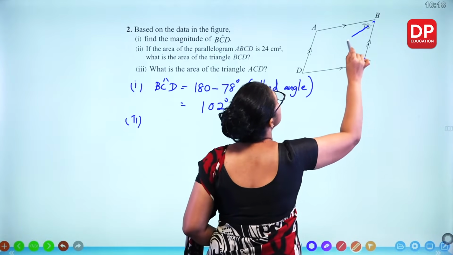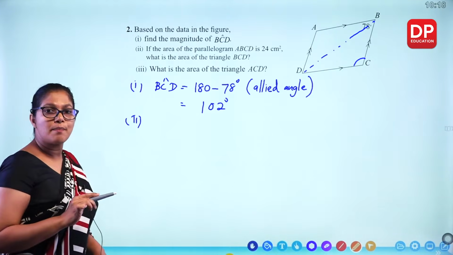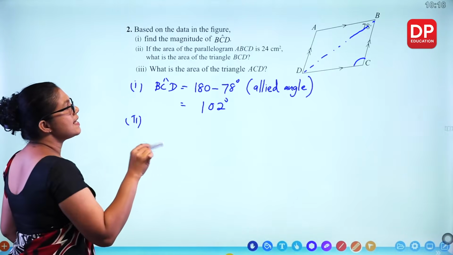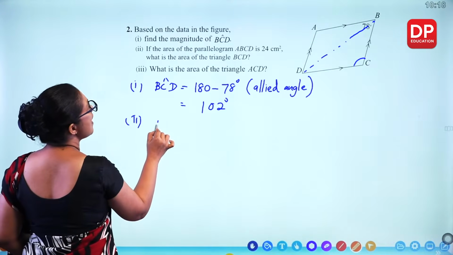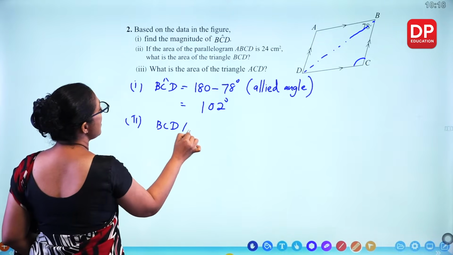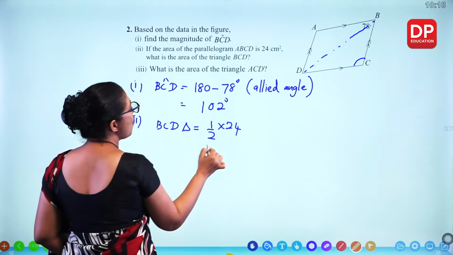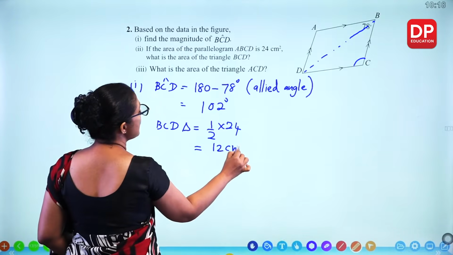Second one, if the area of the parallelogram ABCD is 24, what's the area of the triangle BCD? We know that the area is bisected by the diagonals. So BD is a diagonal. So straight away we can write BCD area is equal to half of the area of the parallelogram, that's 12 square centimeters.